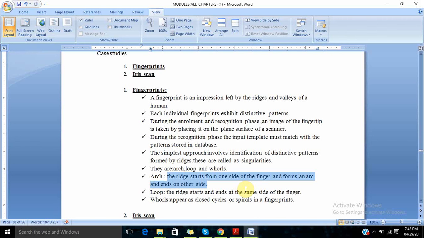So in your fingerprints, the machine has to look for these three things. In different people these patterns will be in different positions of their finger. Whenever you keep your thumb in front of the scanner, the scanner will scan for these things and recognize it. So that is all about fingerprints.